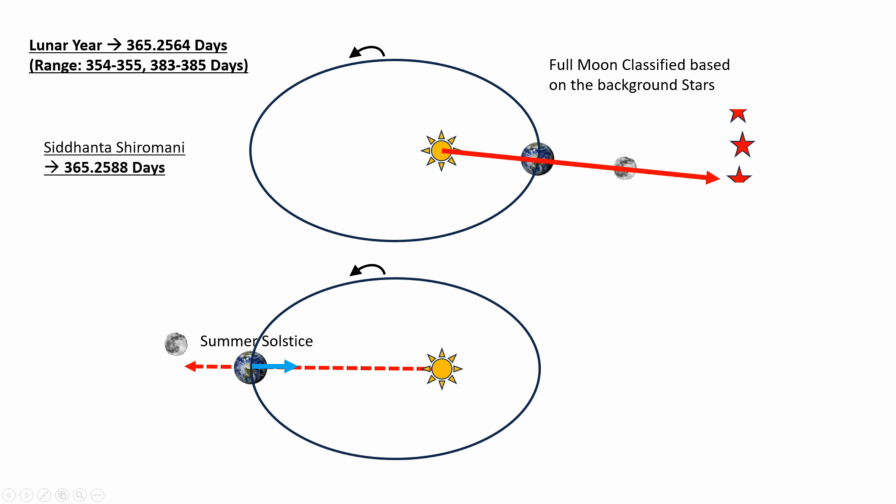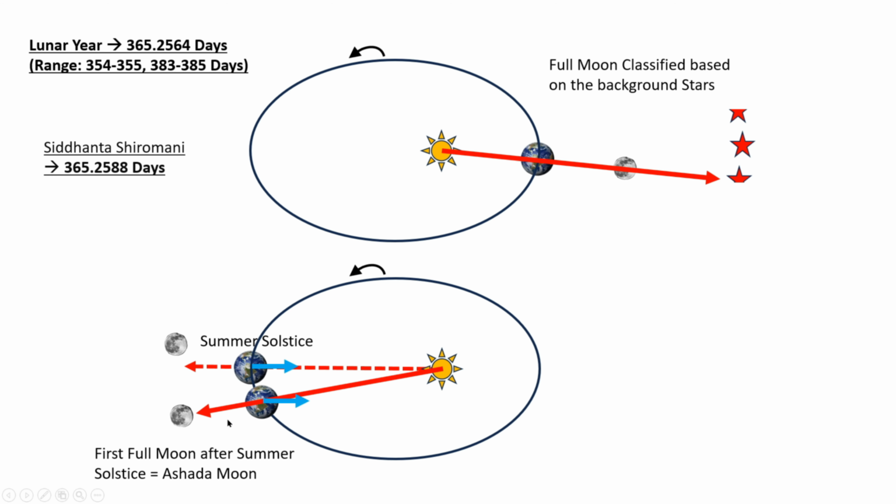So this is not important. What is important is this one. Right after this summer solstice, the first full moon we see after the summer solstice, we will associate with the Ashada full moon, and we will change the month from Ashada to the next month at this point.